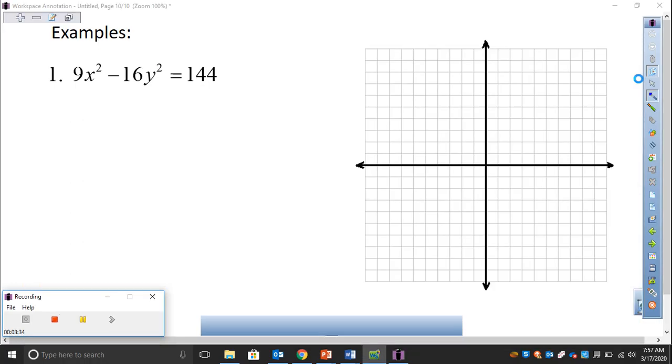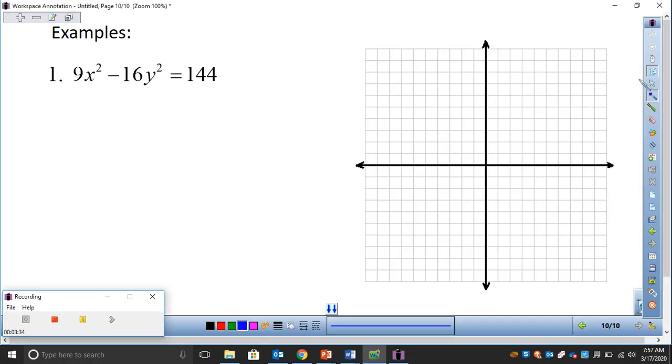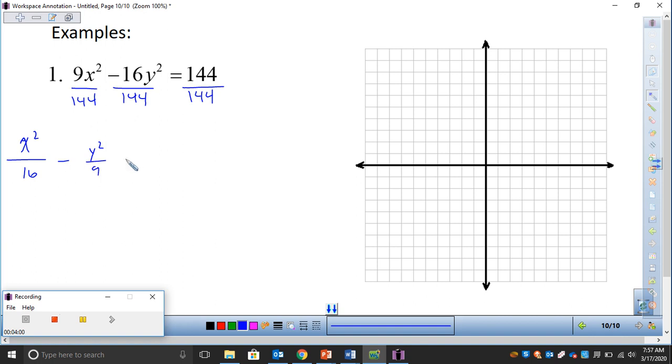So just as we have always done, we need to make sure this is equal to 1. If it's not, like in this case, we need to, just like all the other ones, divide by that number. In this case, 144. And when I do that, I get x squared over 16 minus y squared over 9, conveniently equals 1. So there's my equation.